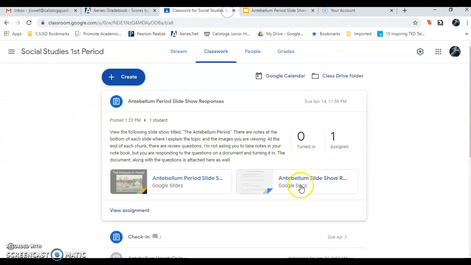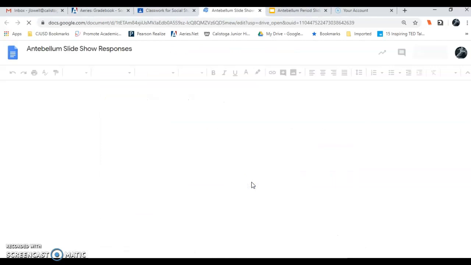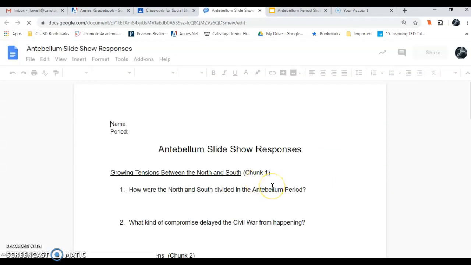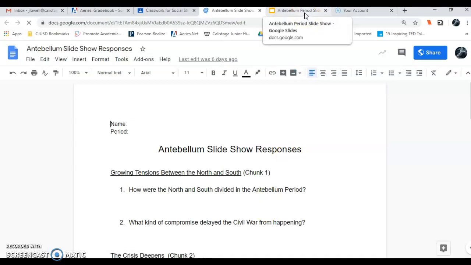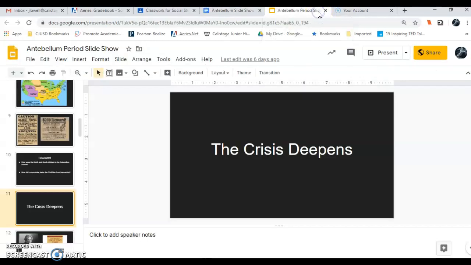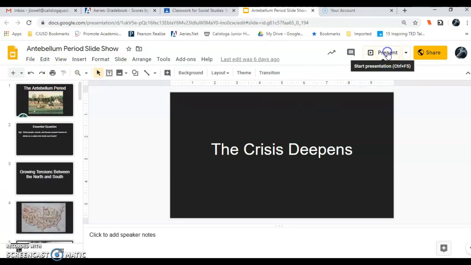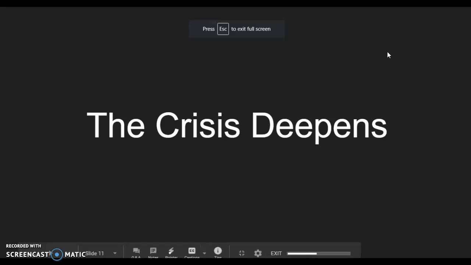Going back to Google Classroom, this is the document you have to work on. These are the same questions that are in the chunk, but you'll need to make a copy of this, write your responses to these, and then turn it into Google Classroom. There's a due date. It is due the day after it is assigned. So pay attention to the due dates and pay attention to when things are assigned. And that's the assignment. So let's go ahead right now and I'm going to start the presentation.